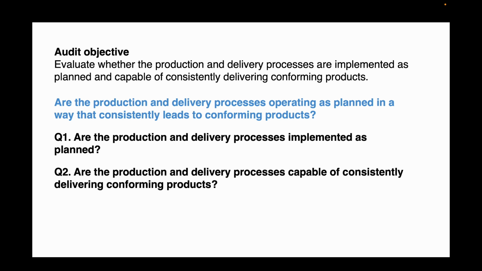This is the first important split. The first branch is about implementation. The second branch is about capability and results. A process may be implemented as planned and still not be capable. The process may also appear capable for the moment while being poorly controlled or inconsistently implemented. So, both branches matter.